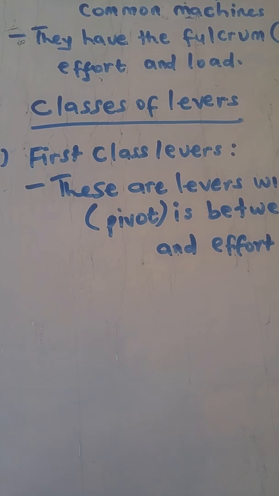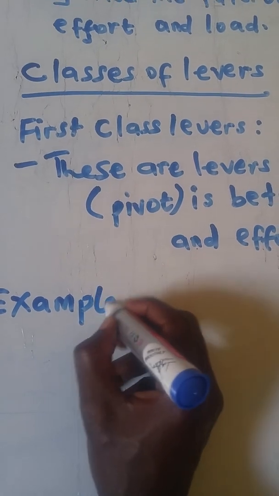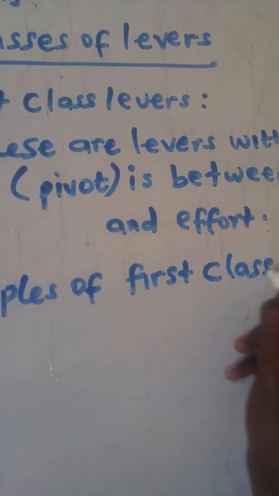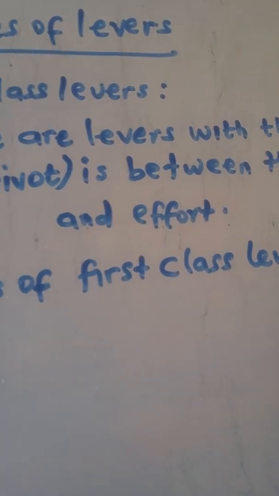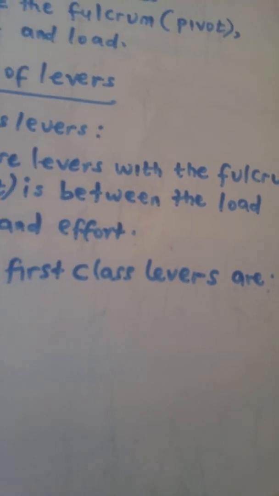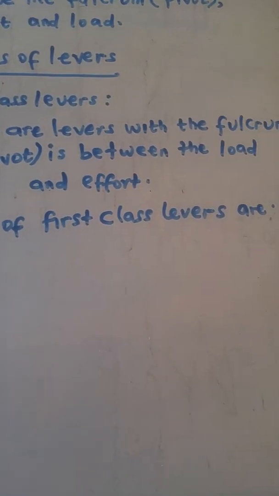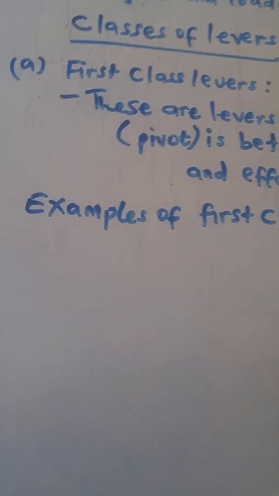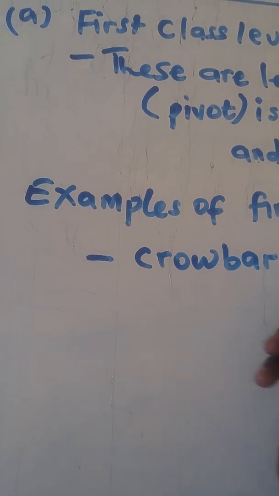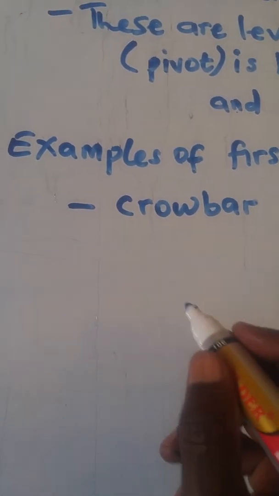So what are the examples? Let us look at them. Examples of first class levers are, we have a number of them. There is what we call a crowbar, the one we have just dealt with, the calculation we have just dealt with. A crowbar looks like that.